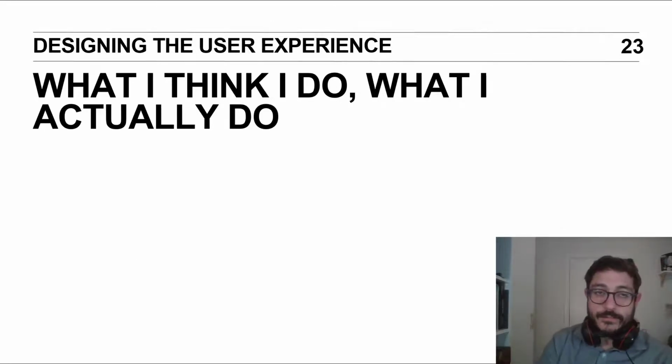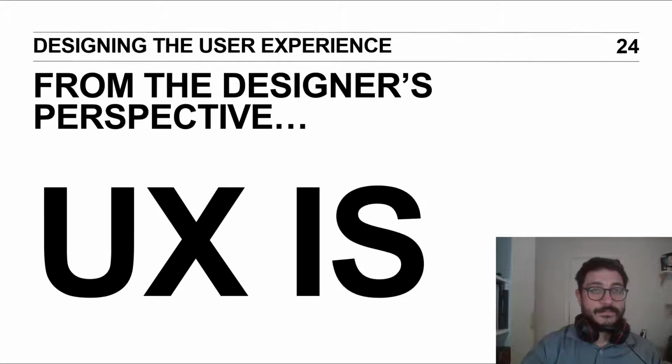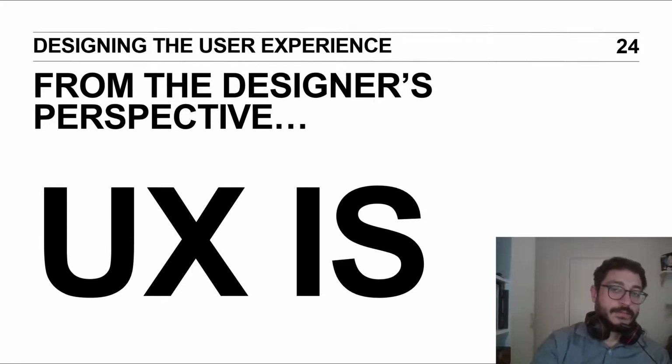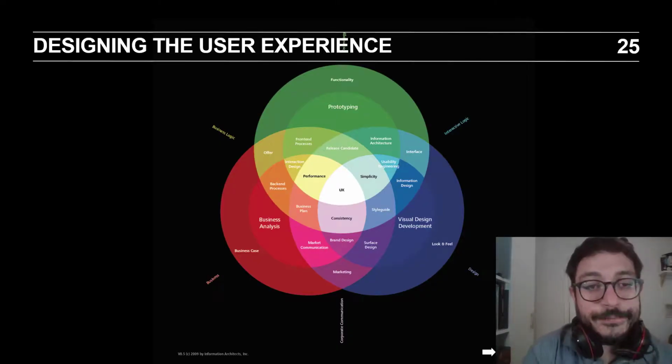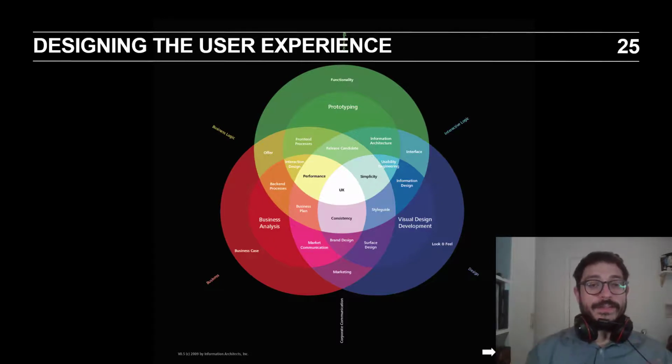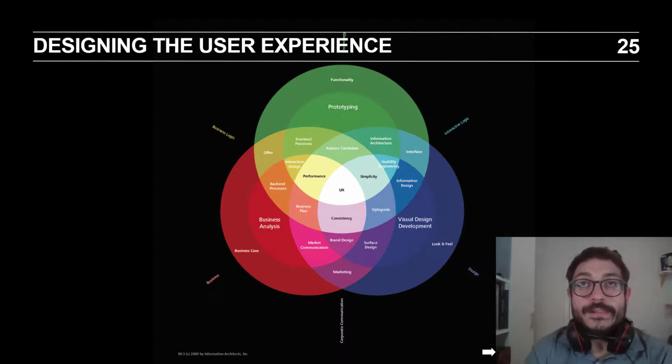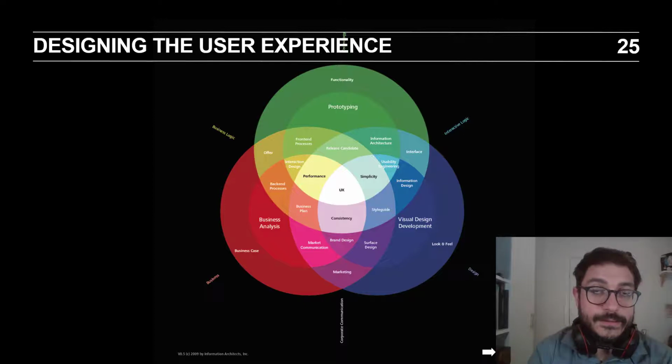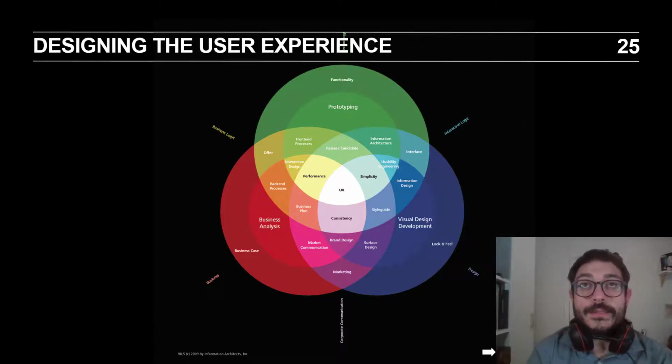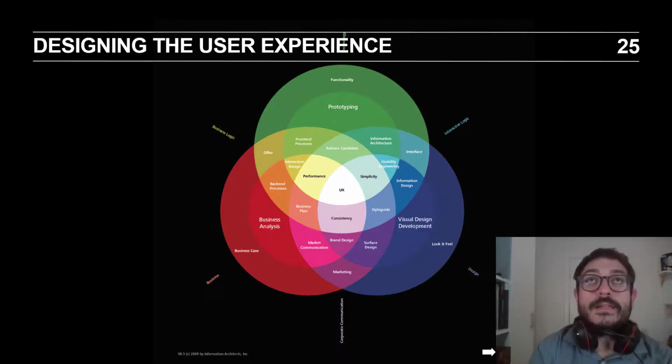What I think I do, what I actually do, is so, and from the designer's perspective, UX is, and this is probably the best one, a very complex mechanism where a lot of things meet with one another. As you can see, that UX is in the middle, but there's so much that touches it. Marketing communications, business plans, performance, consistency, simplicity. It's all about the things that you have.